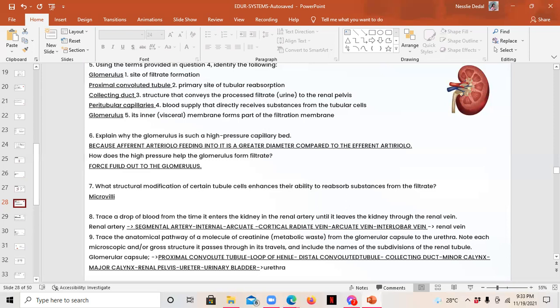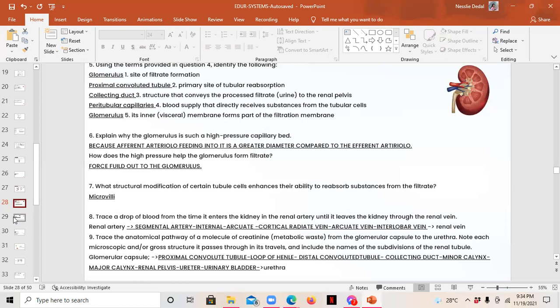Number 7, what structural modifications of certain tubule cells enhance their ability to reabsorb substances from the filtrate? Answer is microvilli. Number 8, trace a drop of blood from the time it enters the kidney in the renal artery until it leaves the kidney through the renal vein. Segmental artery, interlobar, arcuate, cortical radiate vein, arcuate vein, and interlobar vein.